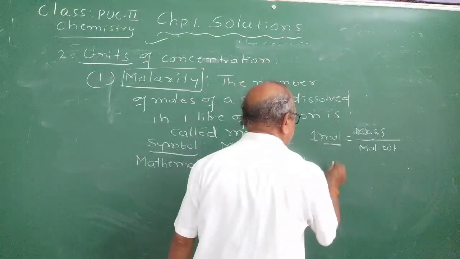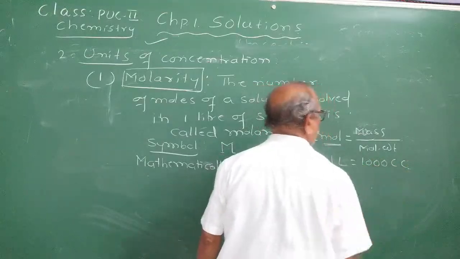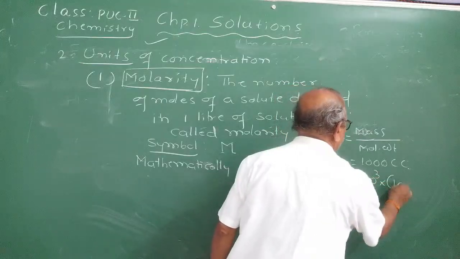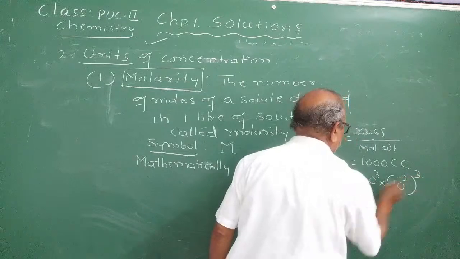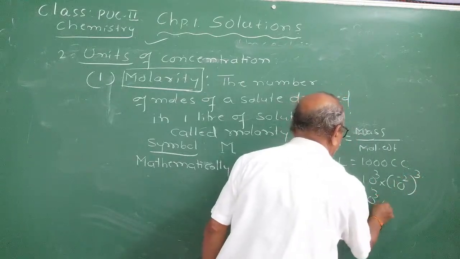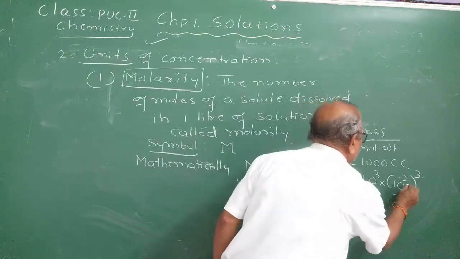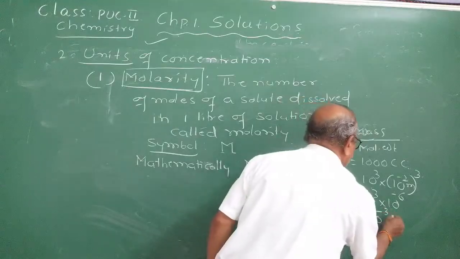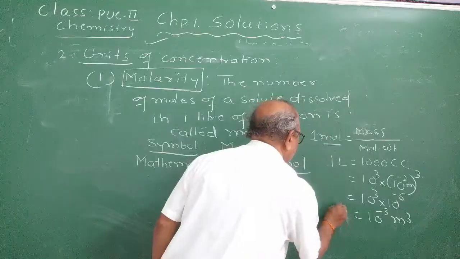And 1 liter is equal to, you studied it as 1000 cc, or even the conversion, centimeter cube can be written as 10 raised to minus 2 cube, because centimeter is 10 raised to minus 2 raised to 6. You get 10 raised to 3 into 10 raised to minus 6. You get this is equal to 10 raised to minus 3 cubic meter. These conversions you remember.